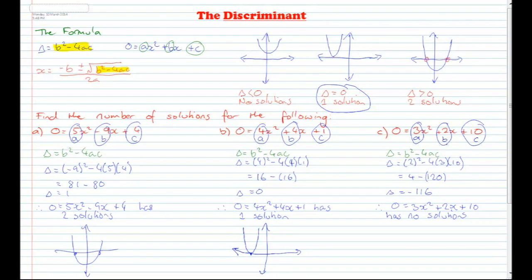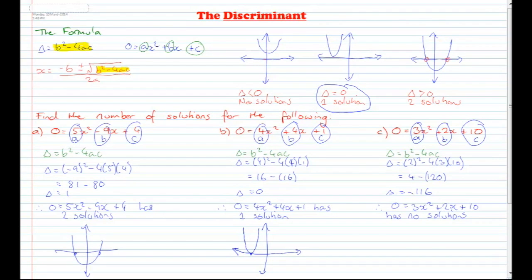Now once again I've written out the formula for the discriminant. So you've got b squared subtract 4ac. Now our b was 2, our a was 3 and our c was 10. Now 2 squared is 4. 4 times 3 is 12, times 10 is 120. So you get 4 minus 120 gets us negative 116.